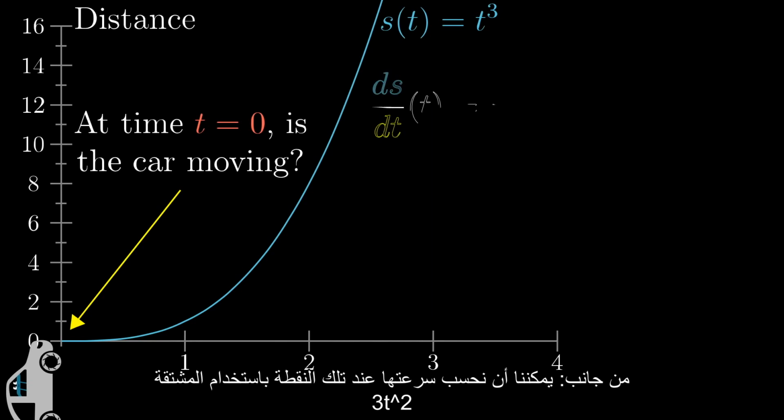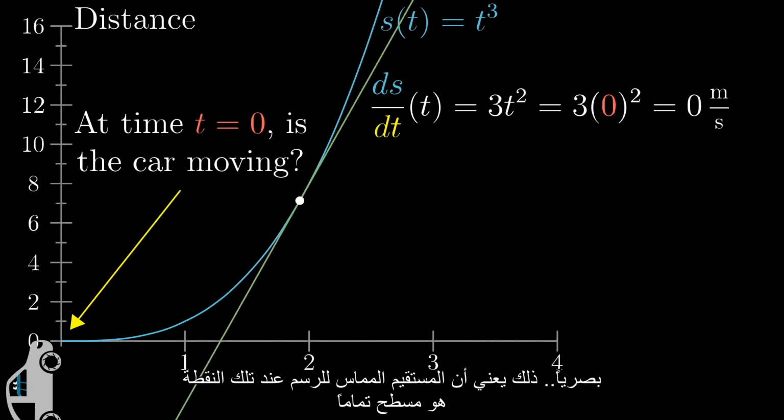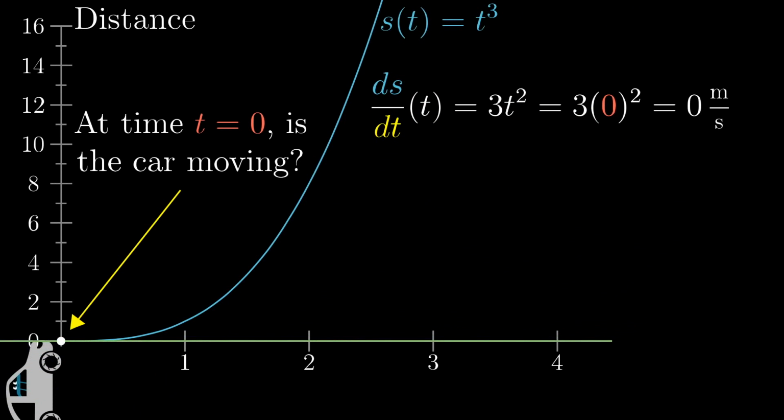On the one hand, we can compute its speed at that point using the derivative, 3t squared, which for time t equals 0 works out to be 0. Visually, this means that the tangent line to the graph at that point is perfectly flat, so the car's quote-unquote instantaneous velocity is 0. And that suggests that obviously it's not moving.